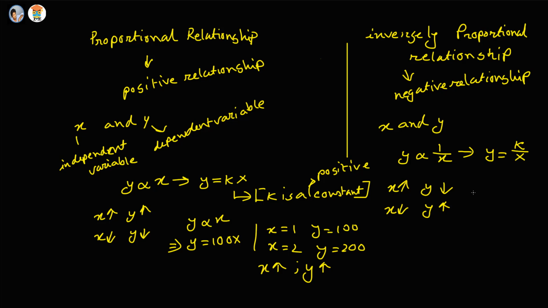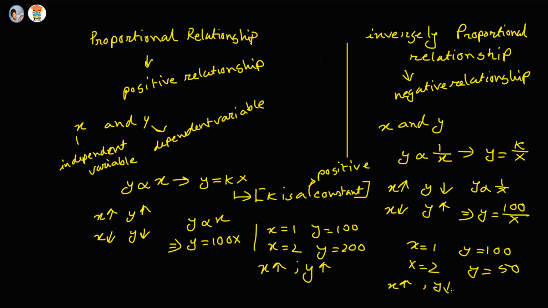For example, say if we write y is proportional to 1 by x and y is equal to 100 by x, here k is again a positive constant. If x is equal to 1, y equal to 100. If x is equal to 2, y is equal to 50. Here we see that as x increases, y decreases. But if x decreases from 2 to 1, y increases from 50 to 100.